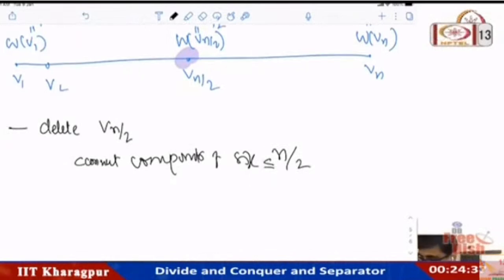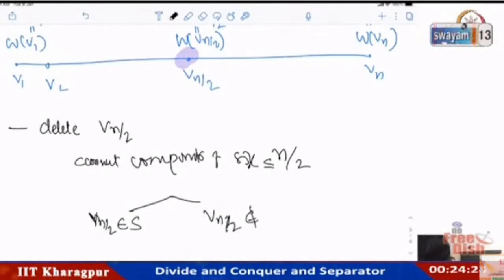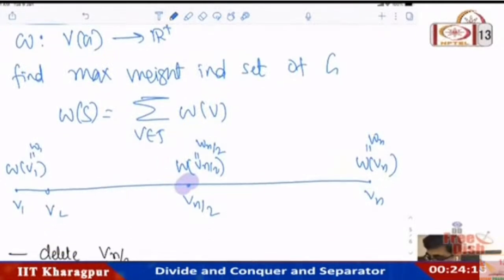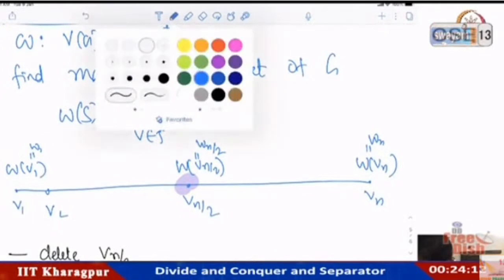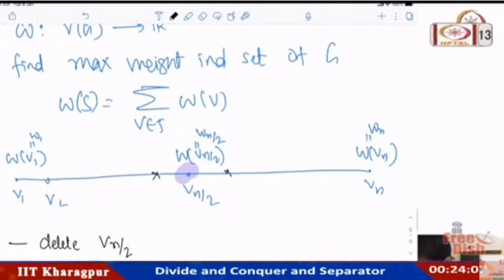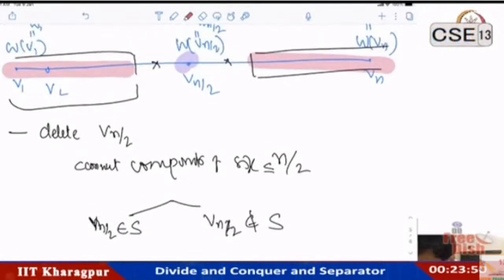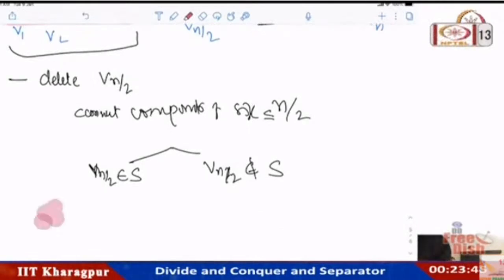Now, if I branch on this, what will be my branching algorithm? We'll say, here it is, v n by 2 is in the solution, or v n by 2 is not in the solution. Okay. So now what happens in this case? If v n by 2 is in the solution, then you are looking to find a maximum weight independent set without its neighbors on the path. Then you are trying to find a maximum weight independent set up to here and from here, in these two components. So what is the size of these components? In this case it is at most n by 2 minus maybe 1.